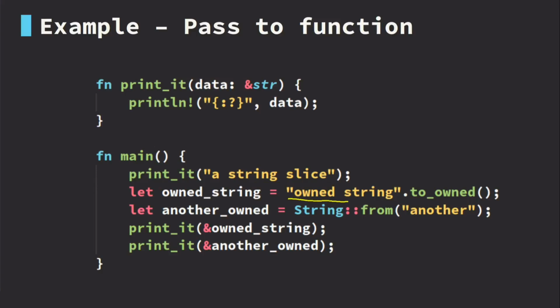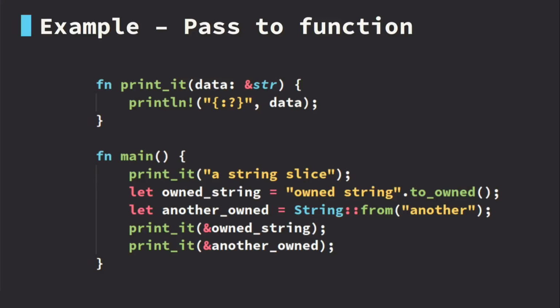First, we have the owned string as a string slice. We then call the .to_owned function on it, and that creates an owned string. Another way to do so is type in String and then call the from function that's implemented on the String data type, and then enter in your string slice, and it will create an owned string.